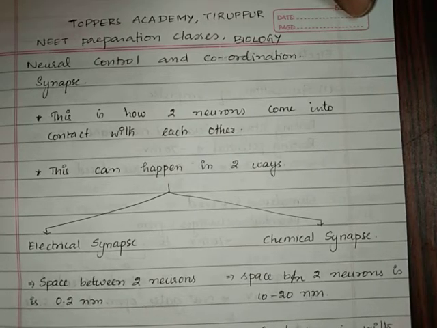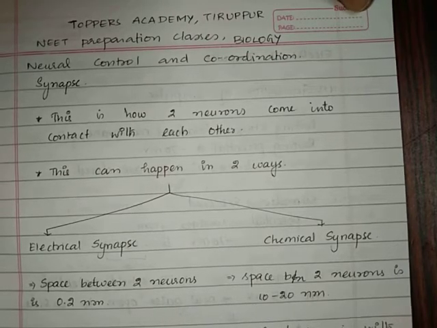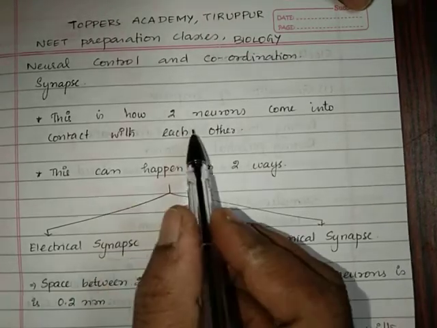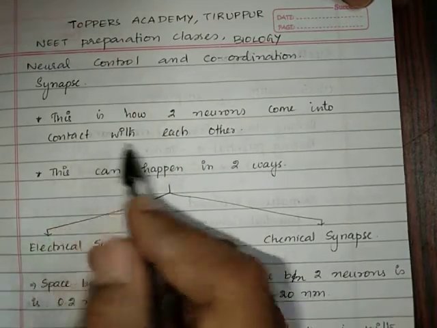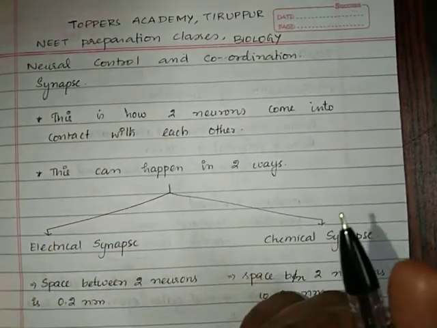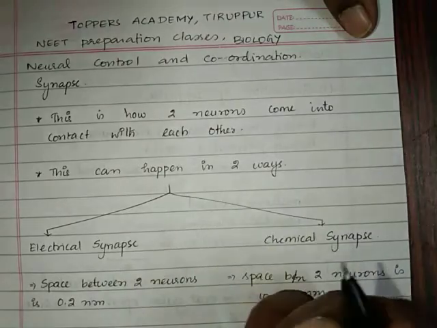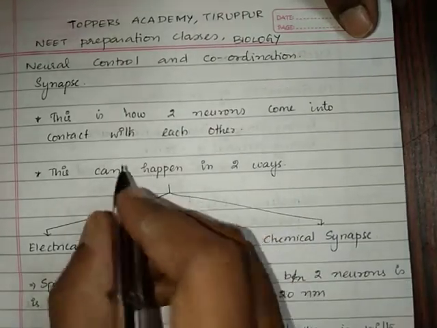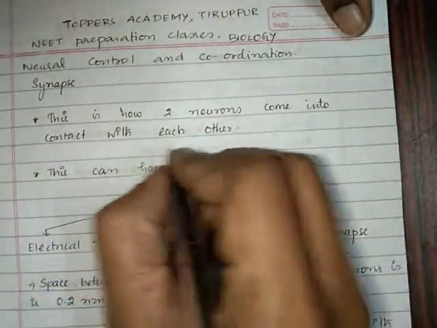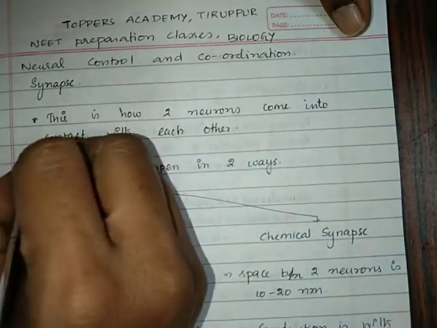Now, to conduct like this, information from each neuron has to pass to the next neuron. So how it passes is what is called synapse. So this is how two neurons are coming into contact with each other and they are helping in transfer of impulses. Now where does this usually occur?